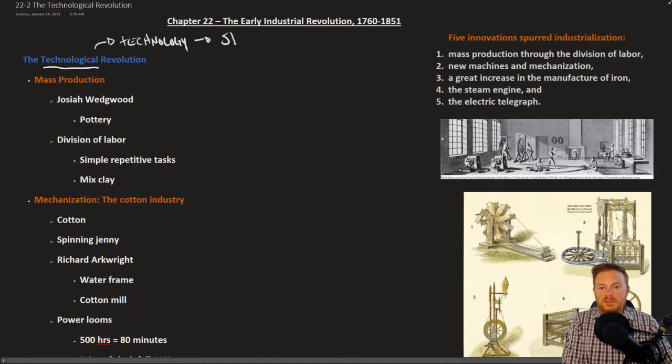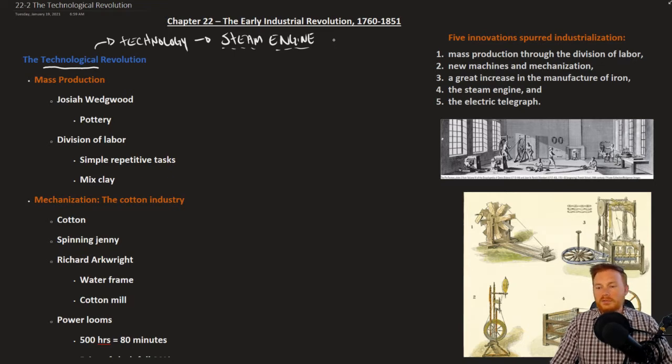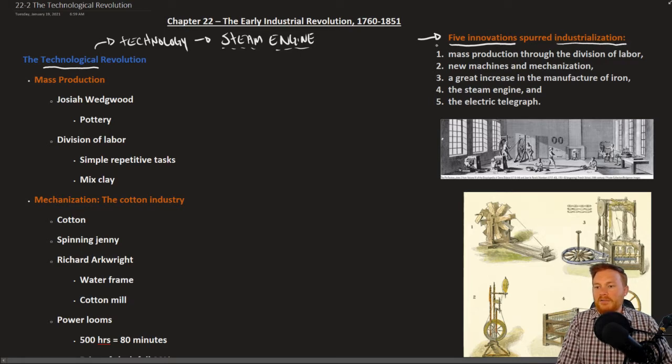Fundamentally, this is the steam engine, but also a lot of applications around it that helped facilitate this increasing efficiency in making goods, transporting goods, and even communication. Your textbook outlines pretty clearly five particular innovations that spurred industrialization, that is to make it go at a more rapid and faster pace. Mass production through the division of labor being one, new machines being number two, an increase in the manufacturing of iron. Iron was very important, especially for not just creating the steam engine itself, but a lot of parts associated with mechanization. The steam engine, which we talked about, and then the electric telegraph, which of course helped with communication, right? So we'll talk about these things in more detail.